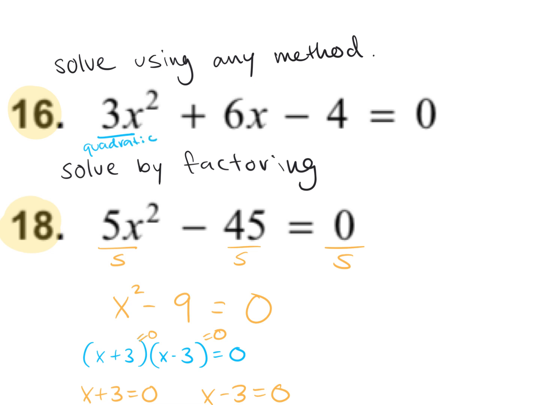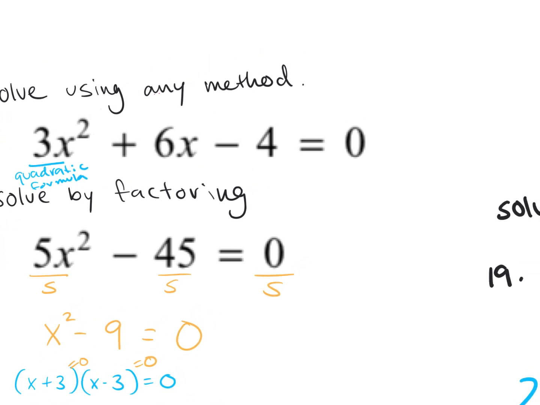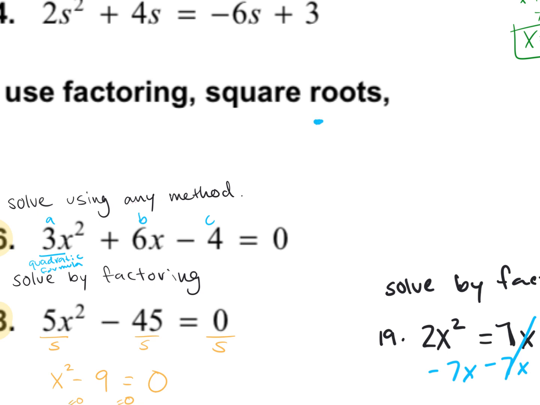If our leading coefficient's not 1, we'll probably have to use your quadratic formula. Quadratic formula will work every time, but remember on the test you just have to follow the directions. So if it says solve by factoring, don't use your quadratic formula. A quadratic formula will work every single time. So if you have the leading coefficient that's not 1, you'll want to solve by using your quadratic formula. So let's practice this one. We have our A, B, and C. So I have negative B plus or minus the square root of B squared minus 4AC over 2A.